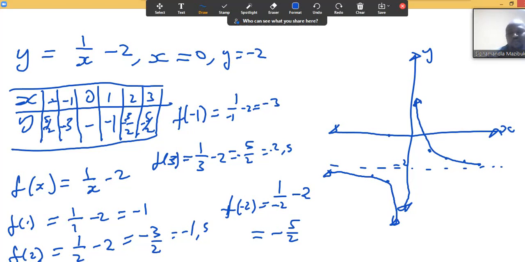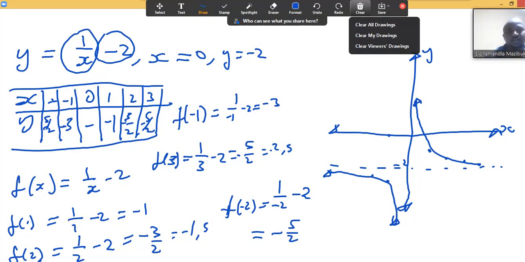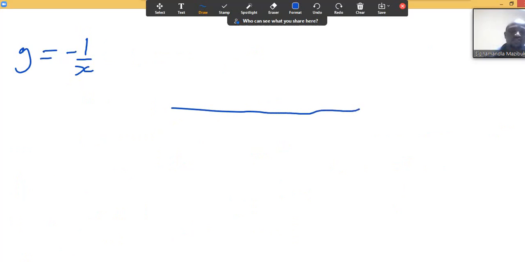So you see what happened to our graph because of this negative 2 here from the original graph. It just shifted 2 units down from the original graph. Okay, so that is how we were looking at this. You can also look at the graph of y is equal to minus 1 over x. Obviously you know that x cannot be 0.